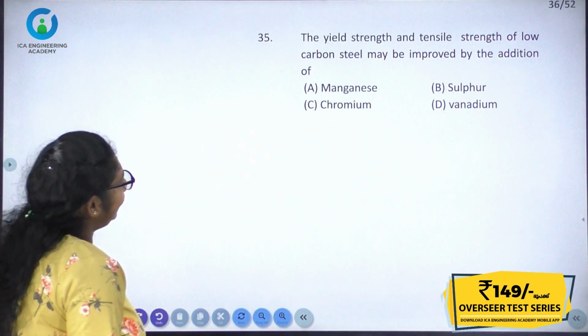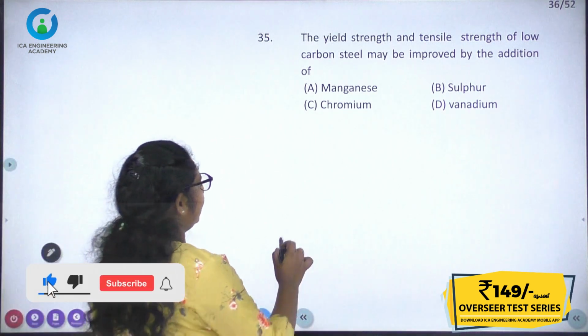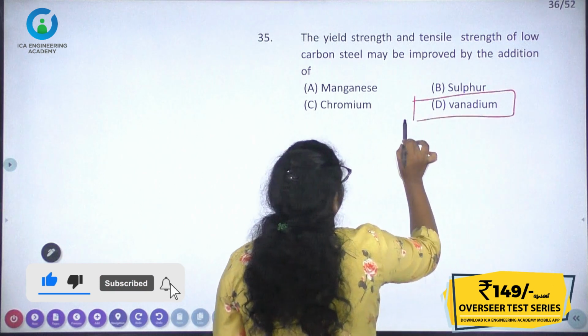Next, the yield strength and the tensile strength of low carbon steel may be improved by the addition of what? We are using vanadium.